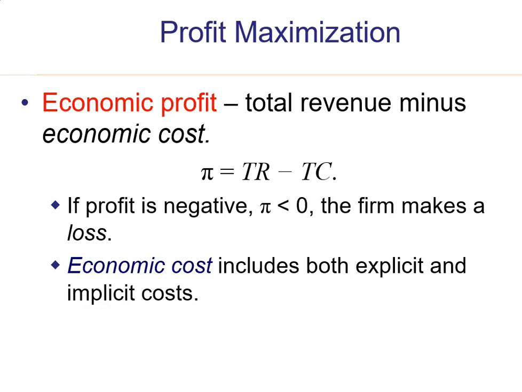Economic costs include both implicit and explicit cost. An implicit cost is like an opportunity cost, something that you don't write a check for. An explicit cost is something that you would write a check for, or that you can write a check for.